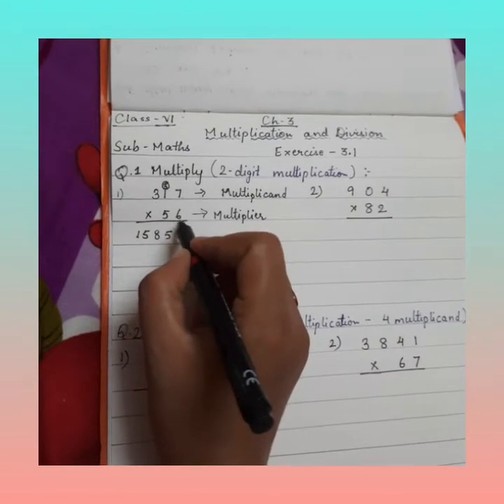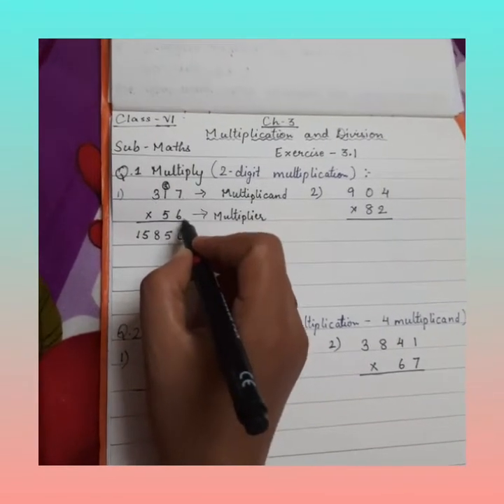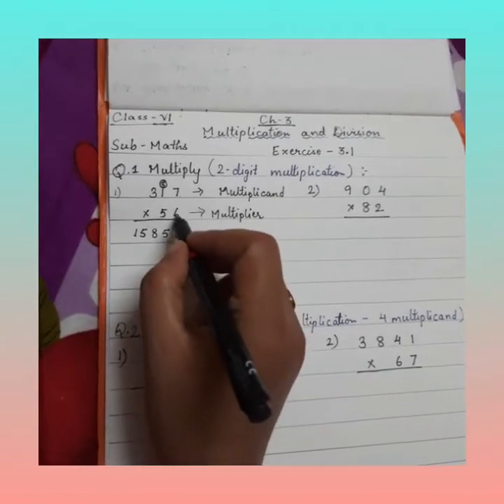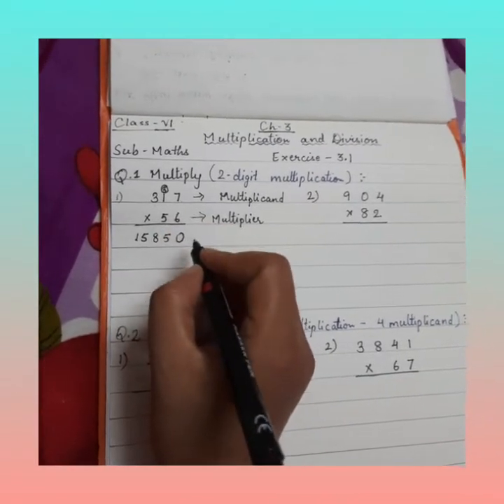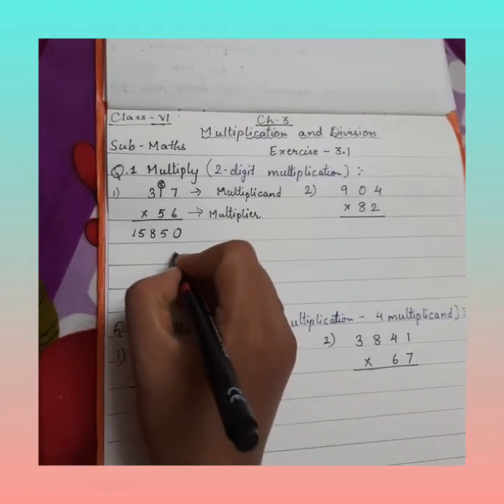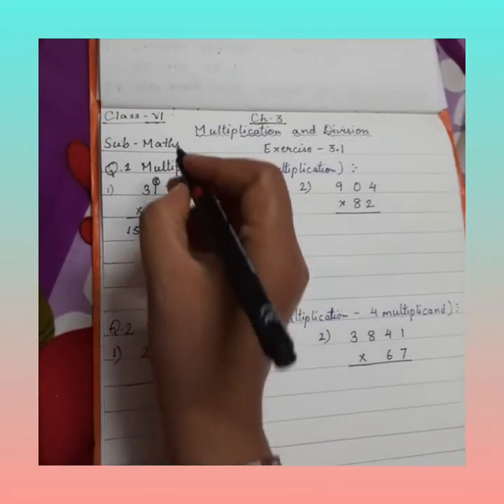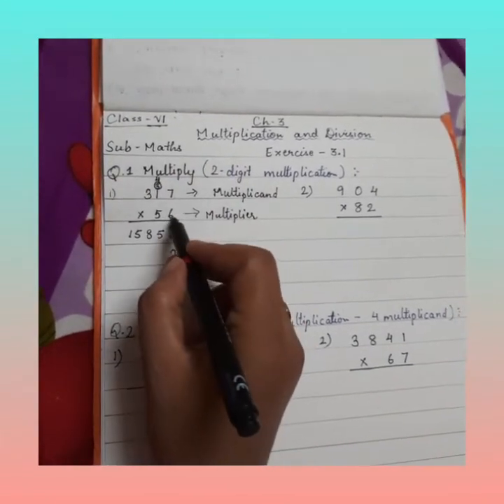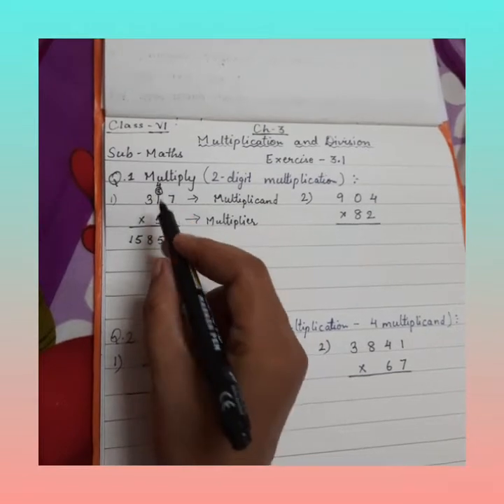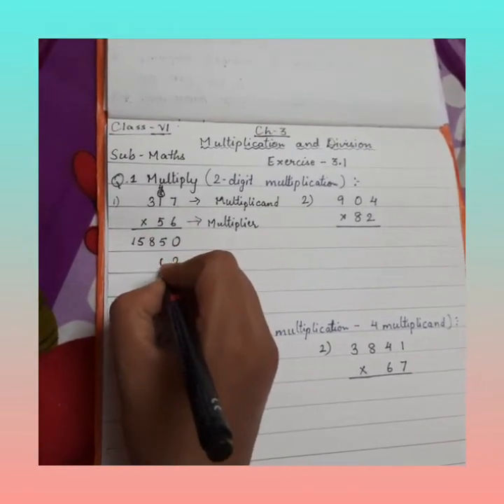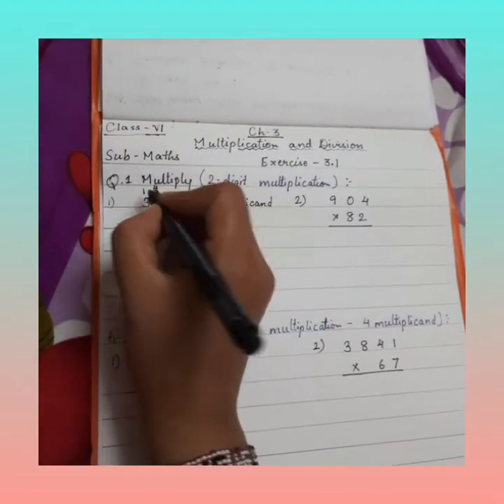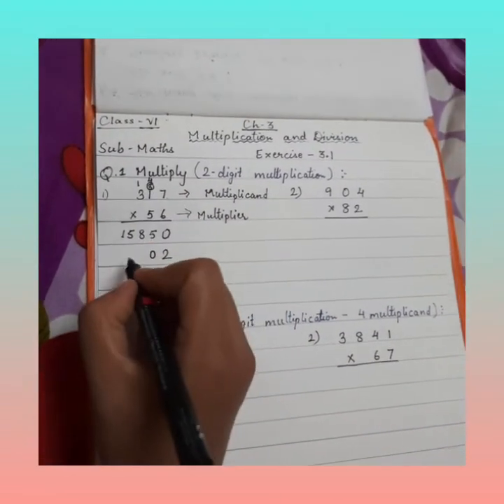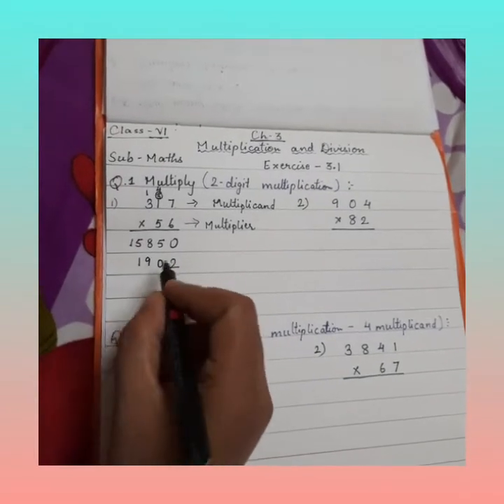For the second, which is the last digit, for one digit we never write anything here. 1, then here 0, nothing will come. So 6 sevens are 42. For that I will write here 2 and 4 will be carried over. Then 6 ones are 6 plus 4 will be 10. So 0 I will write here and 1 will be carried over. Then 6 threes are 18 plus 1, 19.